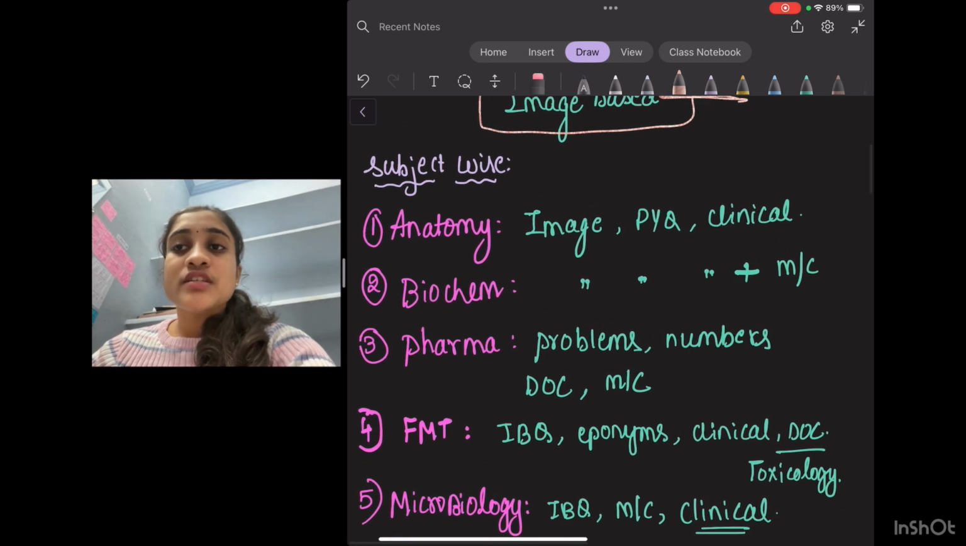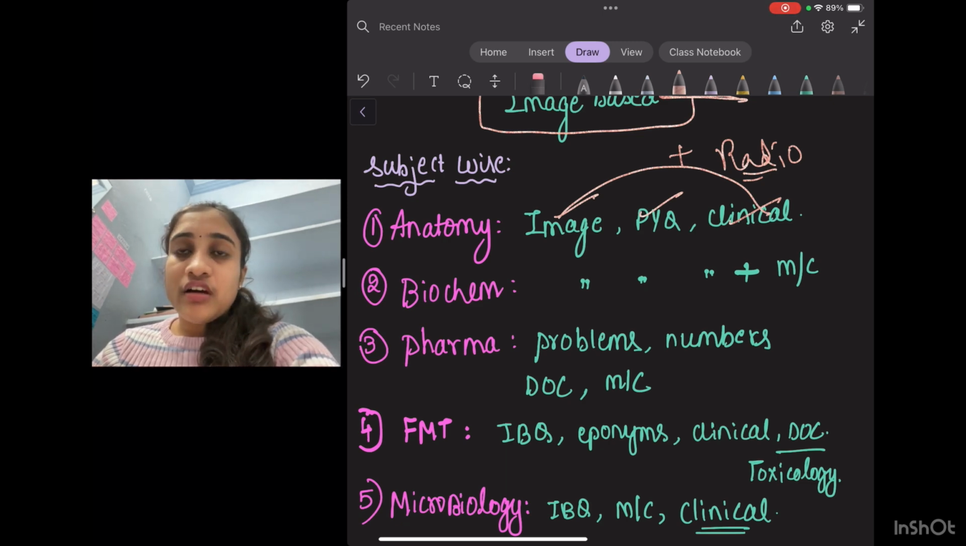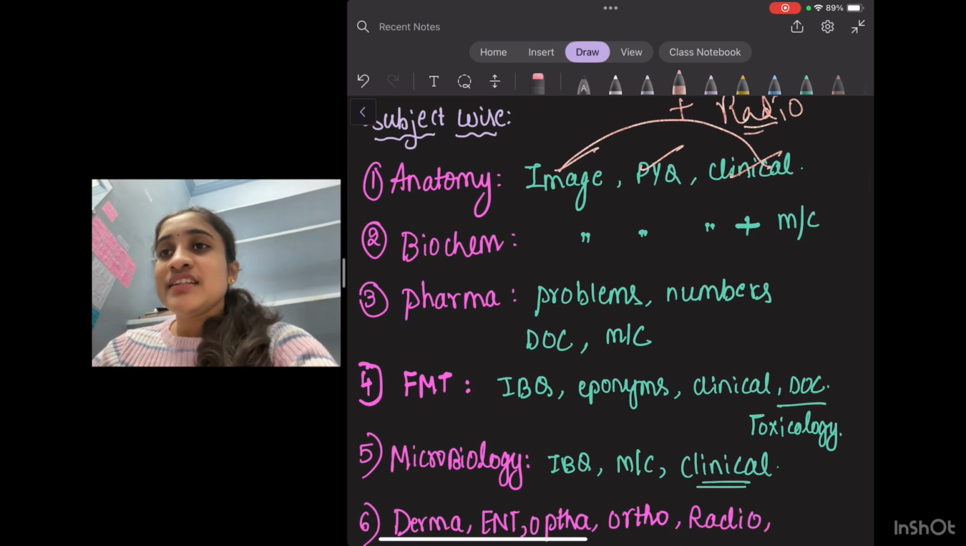Coming to subject wise, anatomy is mostly of images. So try solving by adding images and PYQs and clinical, because images plus clinical are most commonly asked. Along with that, radiology is also very important. For example, cut section of a cross section of a thorax, pulmonary artery divisions, levels, and identifying the superior vena cava, aorta, ascending aorta, descending aorta in relation to the esophagus. These are most commonly asked. Those are INICET's favorite, I must say.